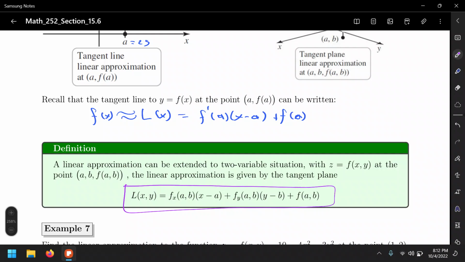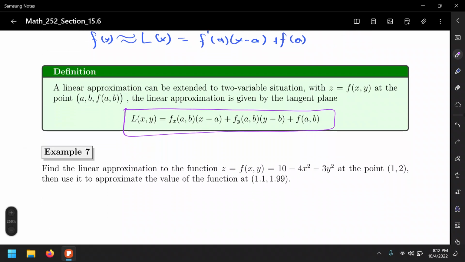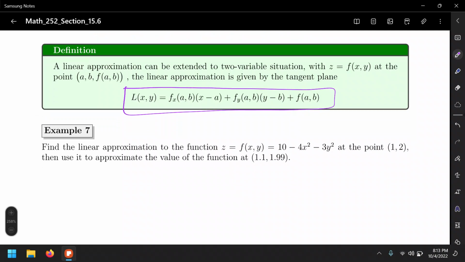this equation. So find the linear approximation for the function z equals f of x, y equals 10 minus x squared minus 3y squared at the point (1, 2). Then use it to approximate the function at (1.1, 1.99). All right, so what do we have to do here? Number one, let's find the partial derivatives, because we need the gradient vector, because that gradient is evaluated at a and b.